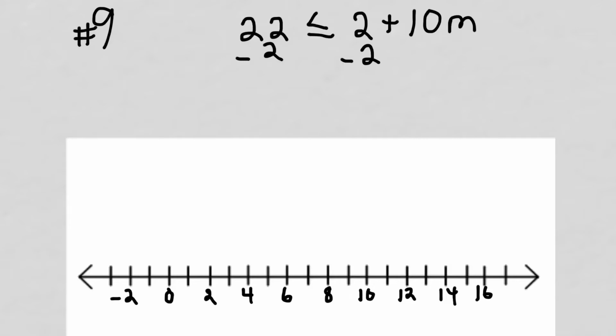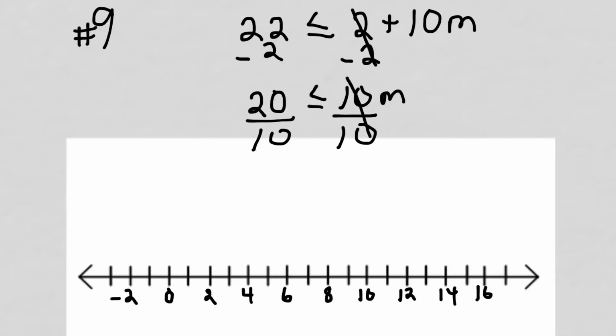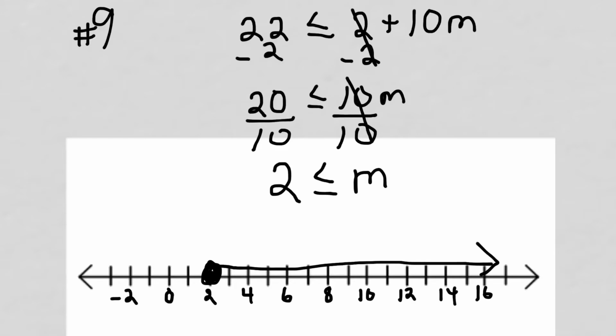If we do that, on the left side we've got 20 less than or equal to, these 2 and negative 2 cancel out, 10m. Now we can get rid of the 10m. We can divide. We divide by 10 on both sides. The 10s cancel out, and we're left with m on the right side. 20 divided by 10 gives us 2 on the left side. 2 is our number for our number line, and it's less than or equal to, so we know it's going to be a closed circle. Color it in. We know that m is greater than or equal to 2, so this is going to go to the right, and we're finished.